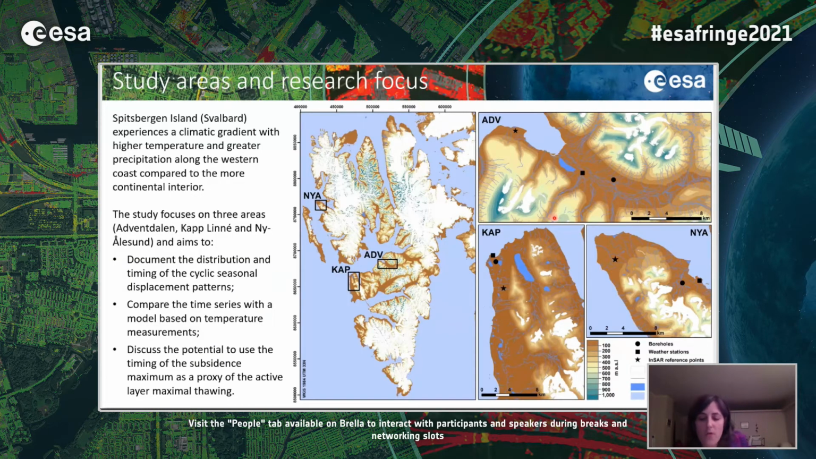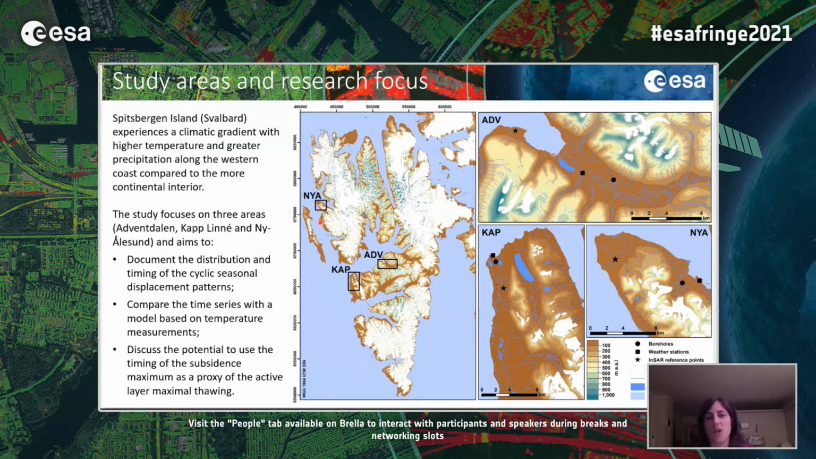And for this new study, we focus on 3 areas on the main Svalbard island, which is called Spitsbergen. Spitsbergen is affected by a pretty strong climatic gradient with higher temperature along the west coast, and also greater precipitation compared to the more continental interior. So in this study, we focused on 3 areas: Adventdalen, Kaffiøyra, and Ny-Ålesund.